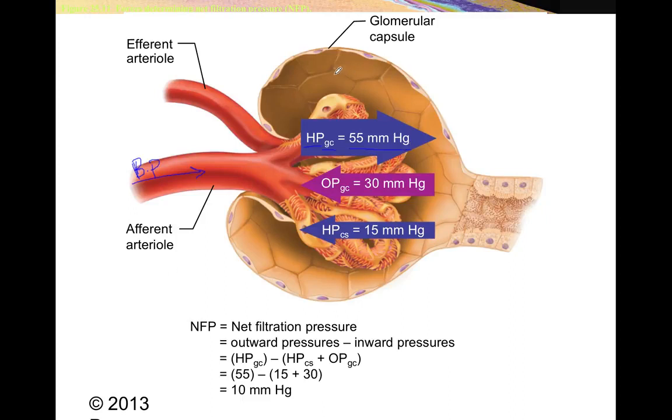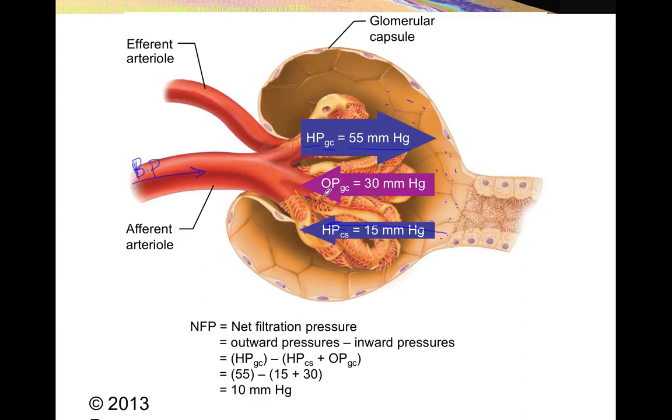Now, we have fluid, so as you push fluid out this way, you're going to have fluid in the capsular space, right? This fluid is also going to push back into the glomerulus. But on one side I have my heart, and on this side it's just the fluid itself that is pushing back. So the number is going to be much smaller. That's only 15 millimeters of mercury.